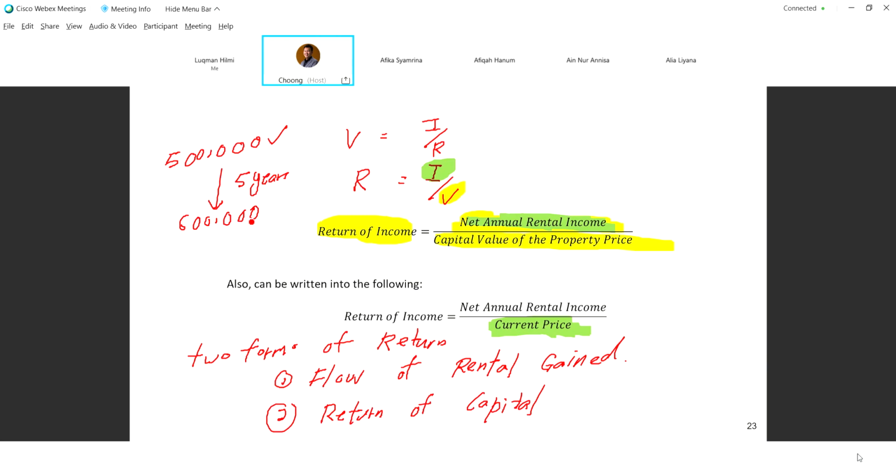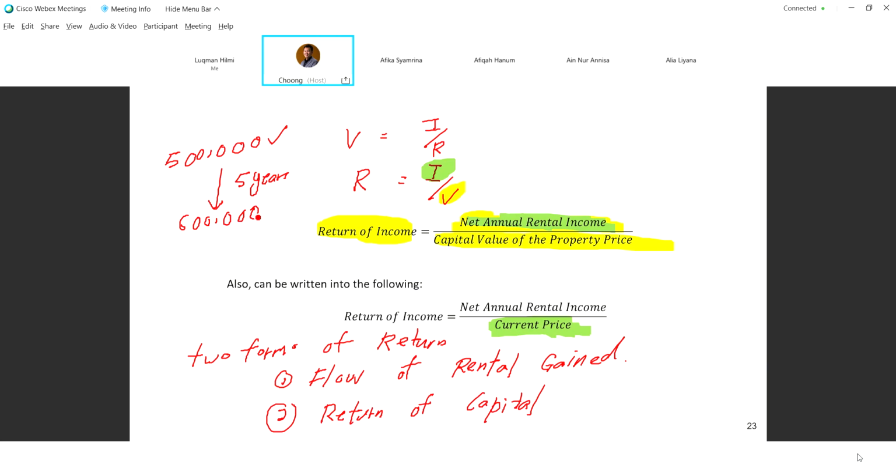So means that you are able to gain 100,000 lah. But anyhow, it's not correct lah, because you still need to present value kan dia. So at this moment, I want you to understand two concepts here. Kalau invest dalam tanah, you come back in a two form of return.